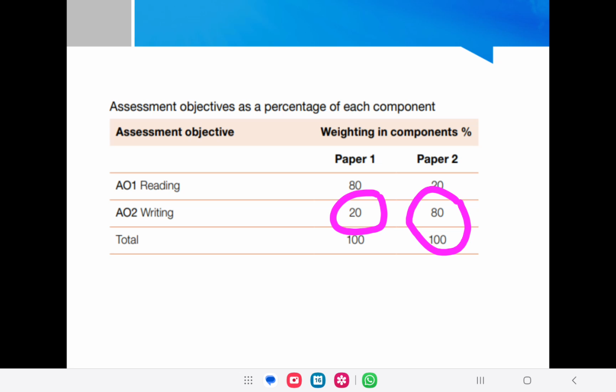And in the writing paper, 20% has been given to reading. There what students have to do, students have to select and use the content of directed writing, the two texts that are given, for writing a letter, an article, a report, speech or email.